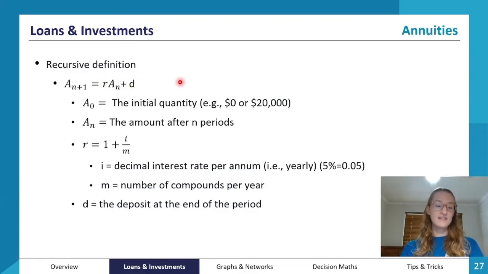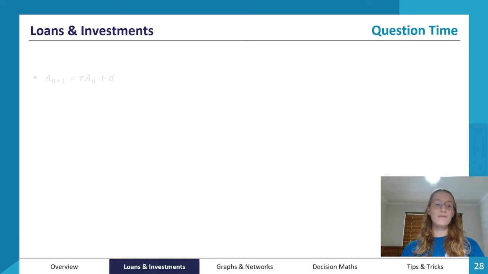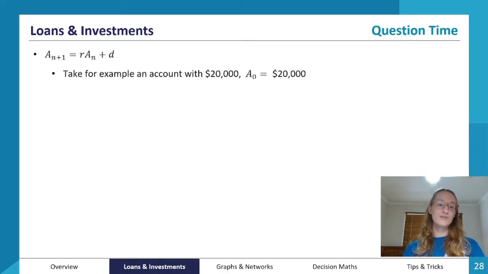And also we're going to add to that account regularly. And then, yeah, A0, An, R are all defined the same here as what we've talked about before. So let's look at an example, do a question.